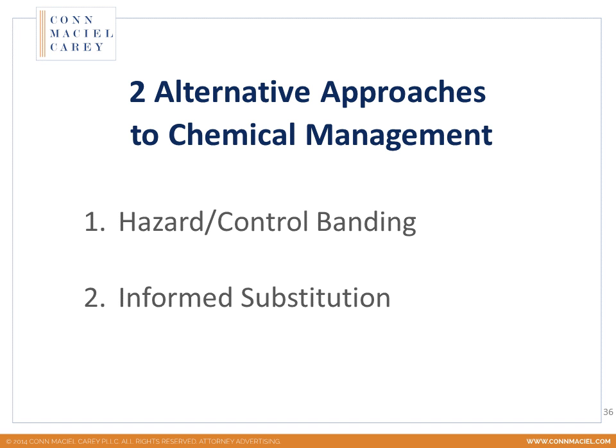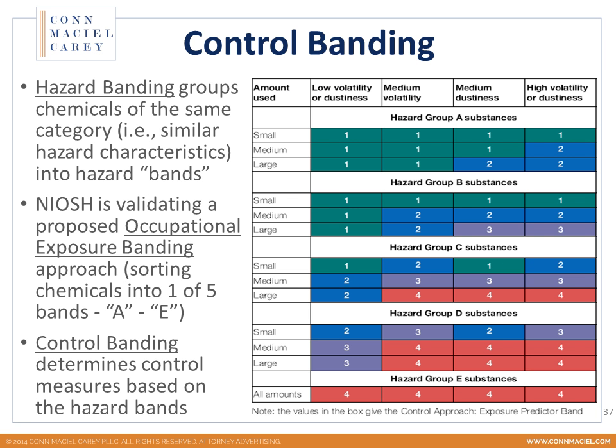One alternative is called hazard or control banding. This is a process whereby rather than look at a specific hazard or set of hazards associated with a particular chemical and then develop specific controls to reduce exposures to that chemical, OSHA is looking at hazard banding, where they group similar sets of chemicals, or chemicals that have similar hazard characteristics, into bands.